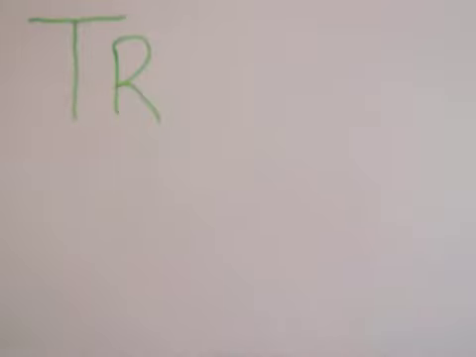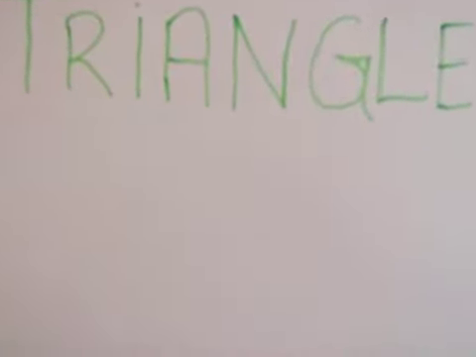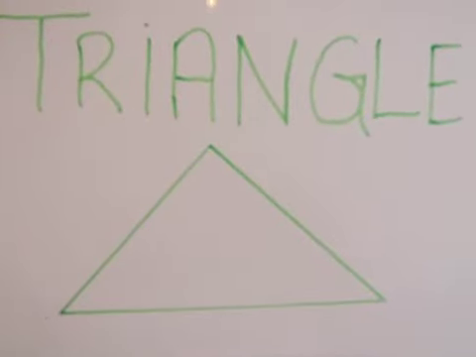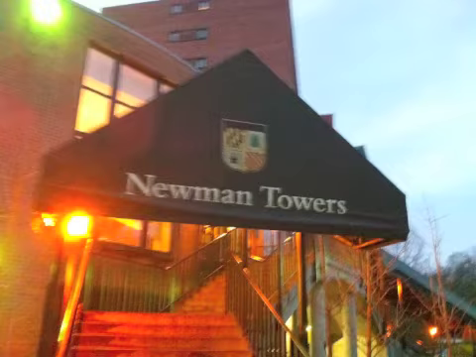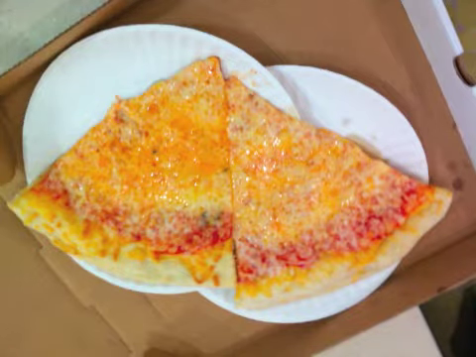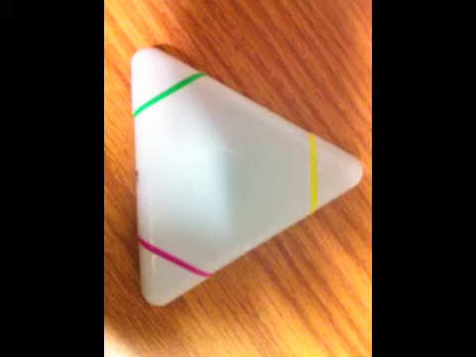No problem. The next shape that we're going to talk about is the triangle. There are many examples of triangles around us, and here are some of them. The first example of the triangle is a tortilla chip. The next one is a sign outside of our very own dorm, and even pieces of pizza, and the roof of another dorm at Loyola, and a highlighter.